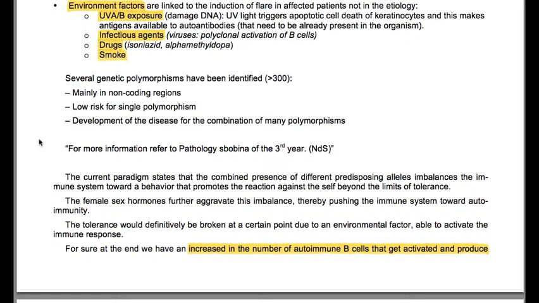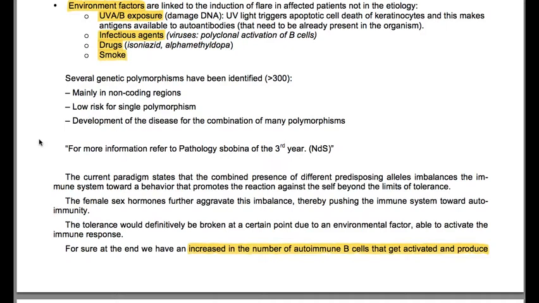Several genetic polymorphisms have been identified, more than 300, mainly in non-coding regions. Low risk for a single polymorphism, development of the disease for the combination of many polymorphisms. The current paradigm states that the combined presence of different predisposing alleles imbalances the immune system toward a behavior that promotes the reaction against the self beyond the limits of tolerance. The female sex hormones further aggravate this imbalance, thereby pushing the immune system toward autoimmunity.